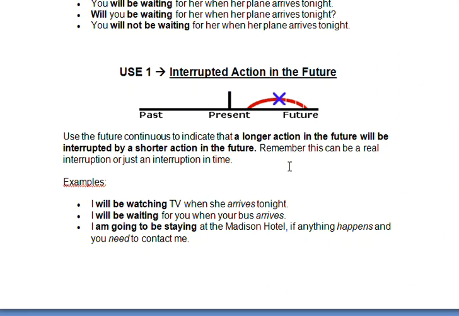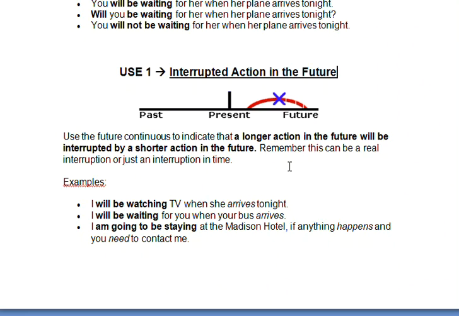Esto es como lo que ustedes vieron en segundo medio, cuando veíamos la diferencia y el uso del pasado simple con el pasado continuo. Cuando yo tenía acciones en el pasado que eran largas y que podían ser interrumpidas por otra acción en el pasado que eran más cortitas. Remember, this can be a real interruption or just an interruption in time. Ahora, ¿a qué me refiero con esto?